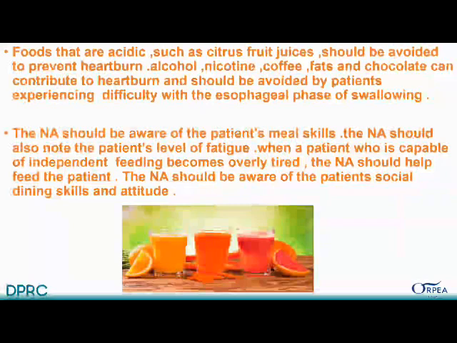Acidic foods such as citrus fruit juices should be avoided to prevent heartburn. Alcohol, nicotine, coffee, fats, and chocolate can contribute to heartburn and should be avoided by patients experiencing difficulty with the esophageal phase of swallowing. The nurse should be aware of the patient's mealtime skills.